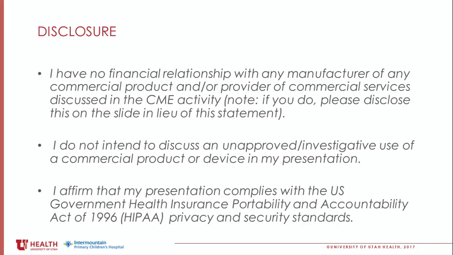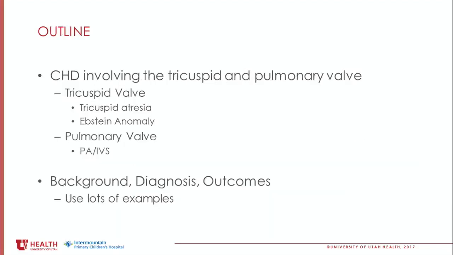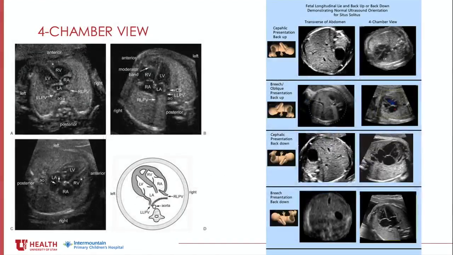So we're talking about the tricuspid valve and the pulmonary valve, and I'm going to focus on tricuspid atresia and Ebstein's, and then from the pulmonary valve, I'm sticking to PIAVS. Briefly, I'm going to talk about a little bit of the background of them, really focusing on diagnosing them, and then a little bit on outcomes, and I'm going to try and use lots of examples because I think repetition, as I keep hearing today, is really the way to get better at this.